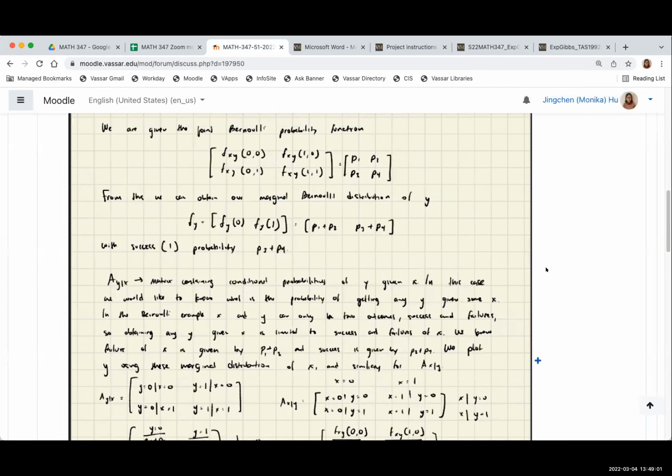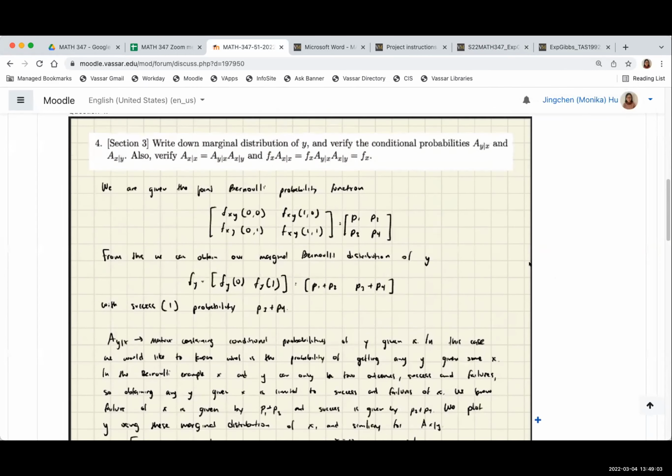Oh. So the way I understood it is that in this example, at least, we're looking at x, right? A function of x. Yeah.